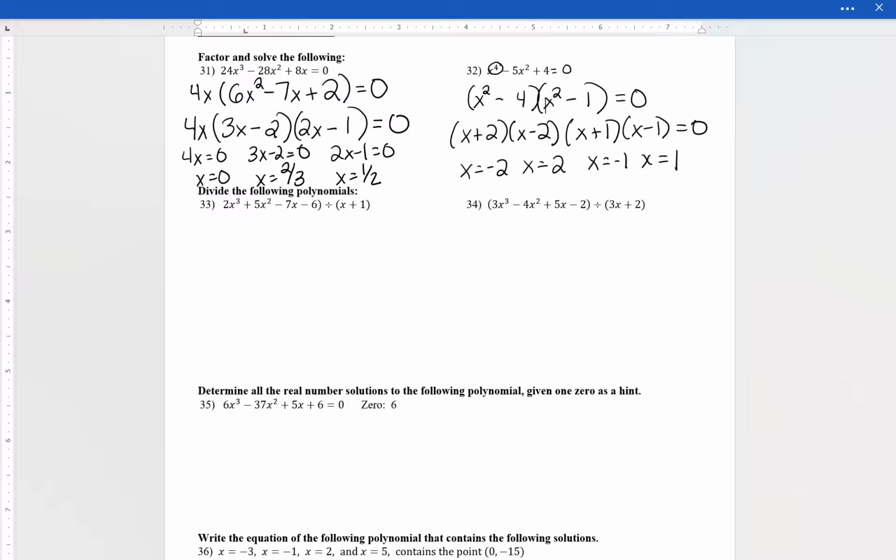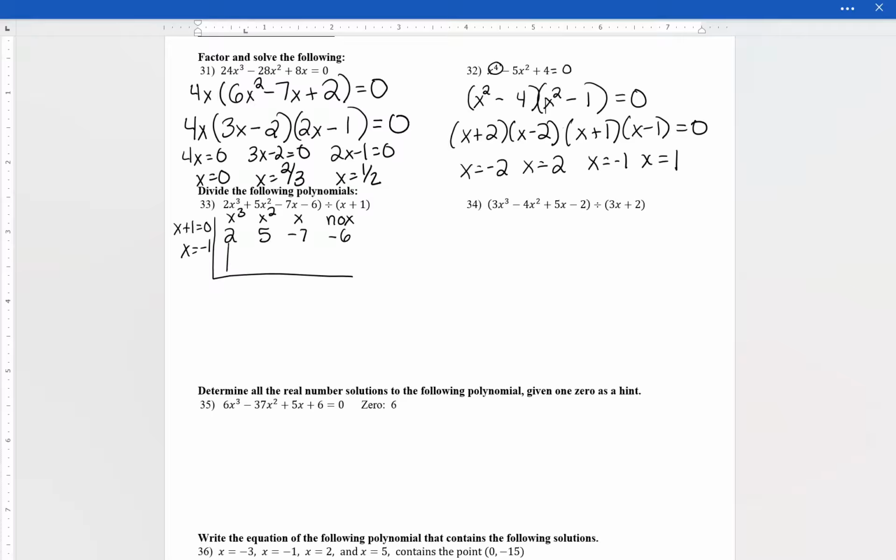So first thing I'm going to do is set up the inside of my synthetic. So it's going to be x cubed, x squared, x, and then a no x. And then I have a 2, a 5, a negative 7, and a negative 6, because those correspond. Now remember, for the stuff on the outside, you're going to set x plus 1 equal to 0, and you're going to get x equals negative 1. So negative 1 is what's going to be on the outside.